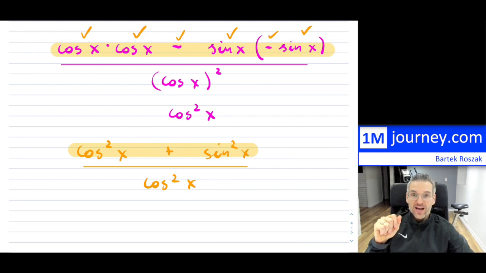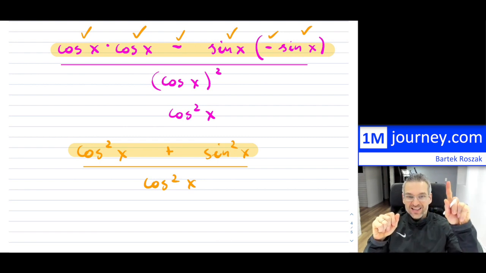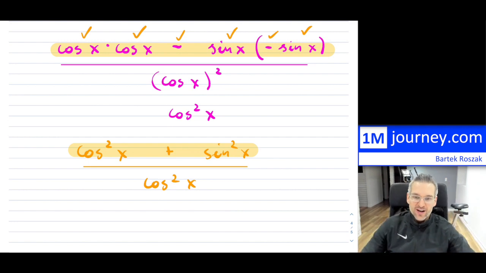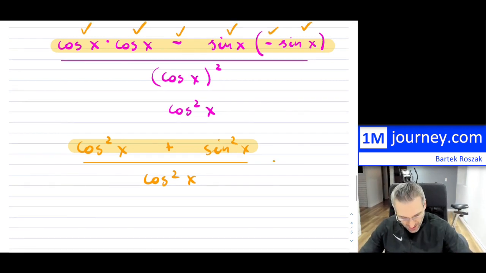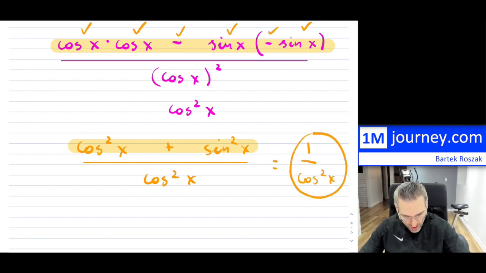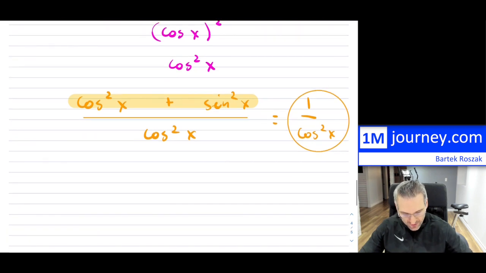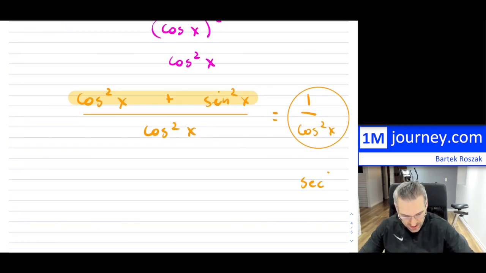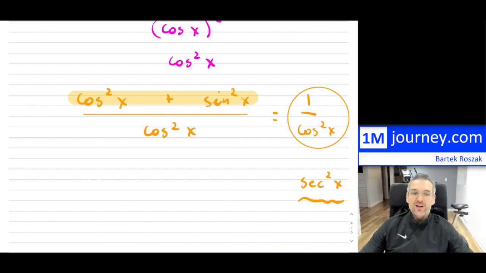If you forgot about that, from way back, I'll put up a link above there for you. So within here, this is just 1 over cos squared x. But what is 1 over cos squared x? That's the definition of secant squared x. So there you have your 3 derivatives for sine, cos, and tangent.